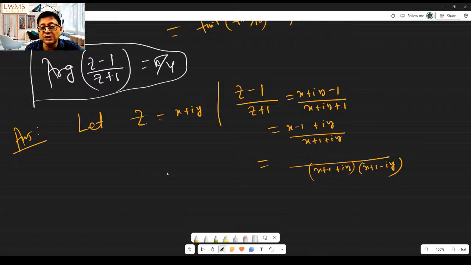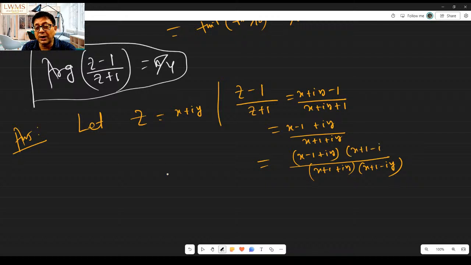Don't say rationalization, it's a wrong statement. I wanted to verify whether you remember or not. This is not rationalization. This is just removing i from the denominator. That's why we multiply by the complex conjugate: x minus 1 plus iy times x plus 1 minus iy. Just multiply. The denominator becomes x plus 1 square minus i square y square, plus y square. In the numerator, x square minus 1 minus i square y square is plus y square.